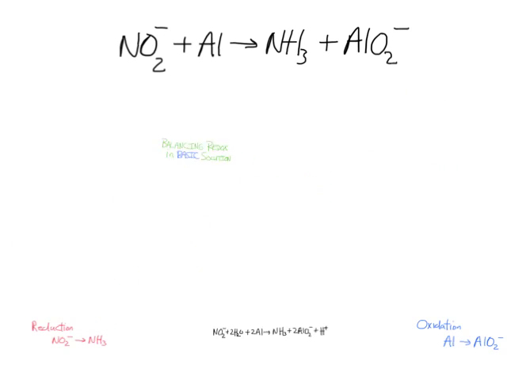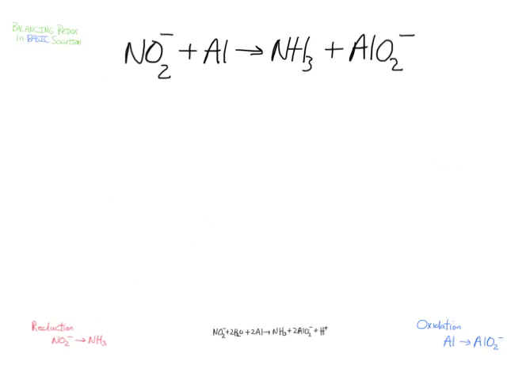So let's get our title out of the way, and we're going to take a closer look at the overall reaction that I'm showing here, where we've got nitrite plus aluminum to make ammonia and AlO2 minus. As with the algorithm for acidic solutions, the first thing we need to do is assign oxidation states so we can identify those things that change their oxidation states. I won't go through that in too much detail because you should be pretty good at that at this point.